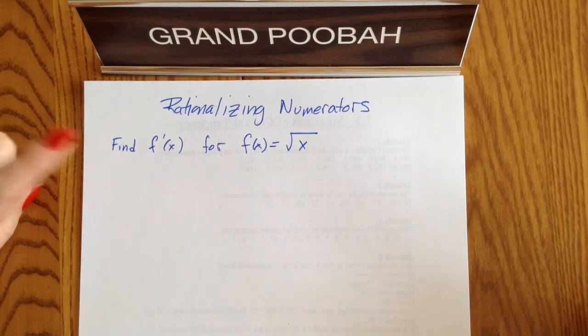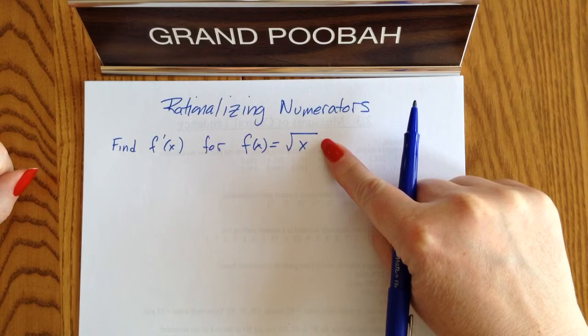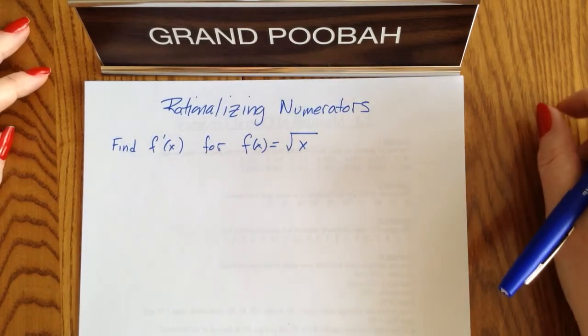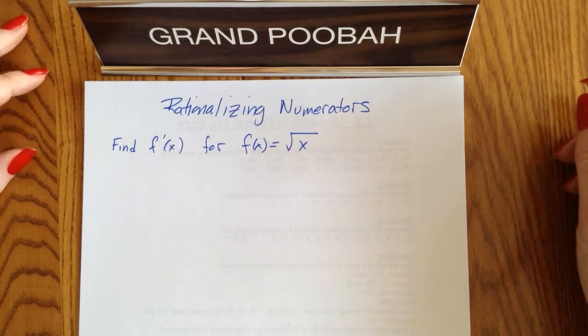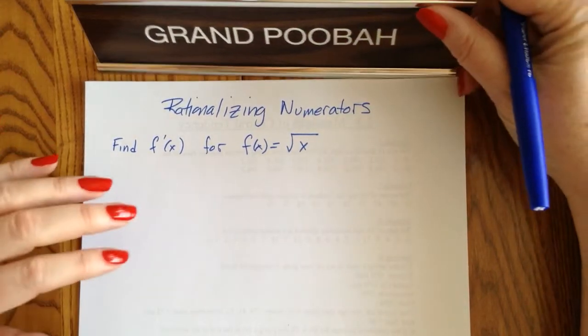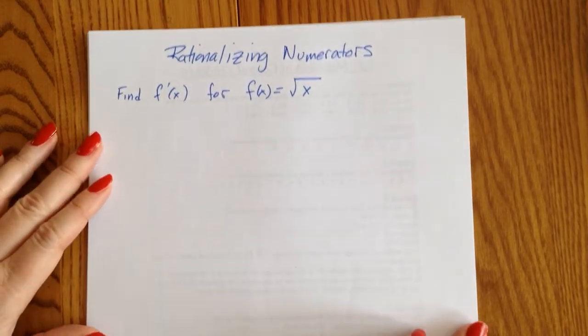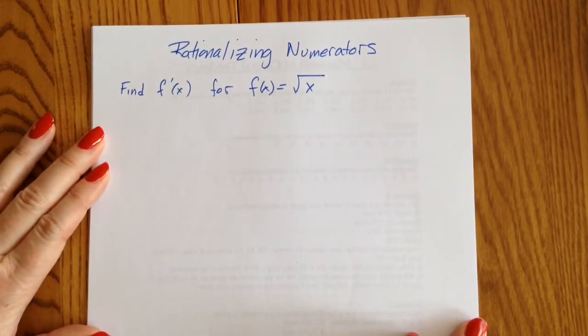All right, here's our question. It seems so small. Find the derivative of f for f of x equals the square root of x. It's such a teeny little function, the square root function. Let's have at it. We're going to be using the definition of the derivative. Do you remember the definition of the derivative? I certainly hope so. If not, go find the video on it.